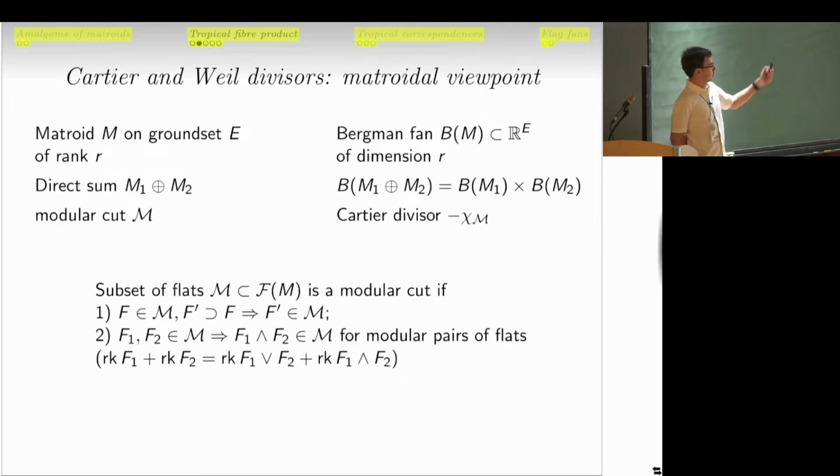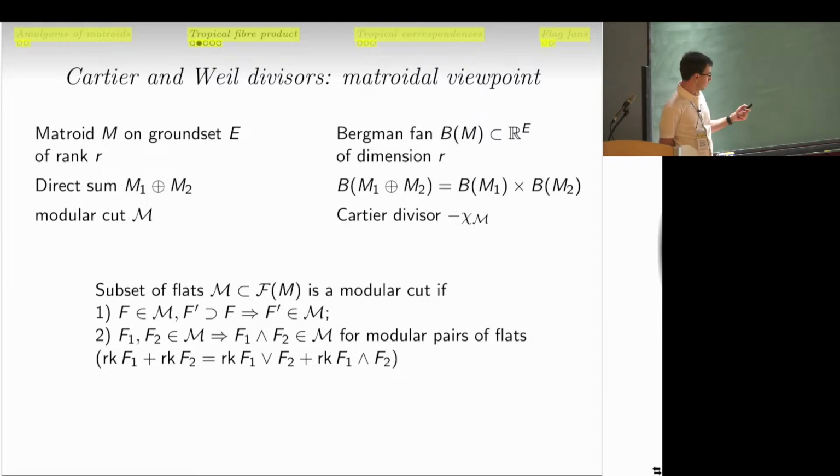Now we have a modular cut, which, let me remind you, is just a thing which is upwards closed. If it contains some flat, then it also contains all the flats above. And also there is this modularity condition that if we have a modular pair of flats, then it must contain the intersection of the flats that it contains. And to this modular cut, we can take a Cartier divisor of the minus characteristic function of this cut. So it's just -1 on the flats that belong to the cut and 0 on the flats that do not belong to the cut.